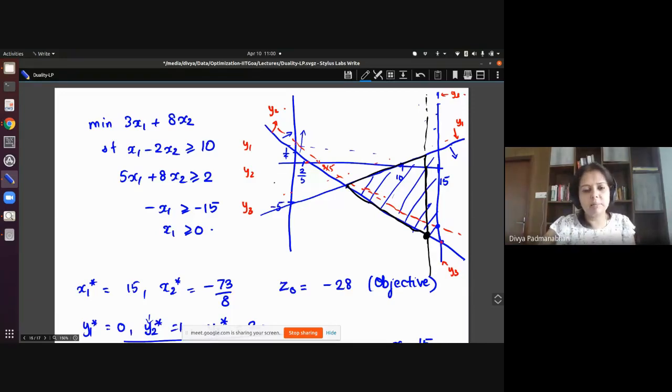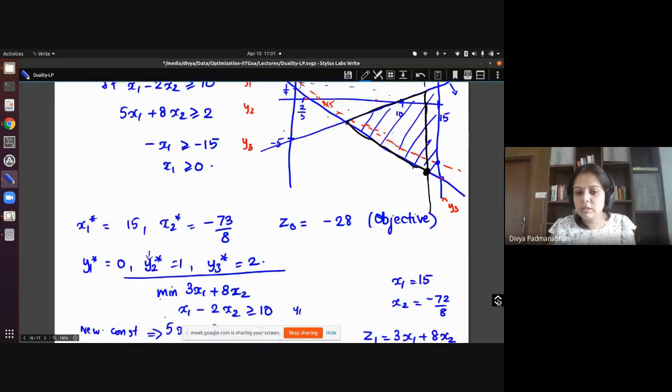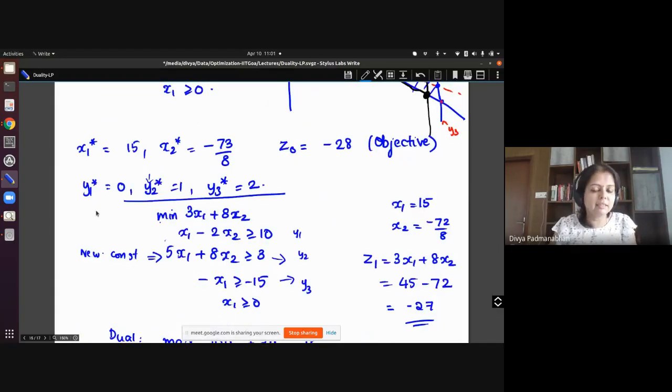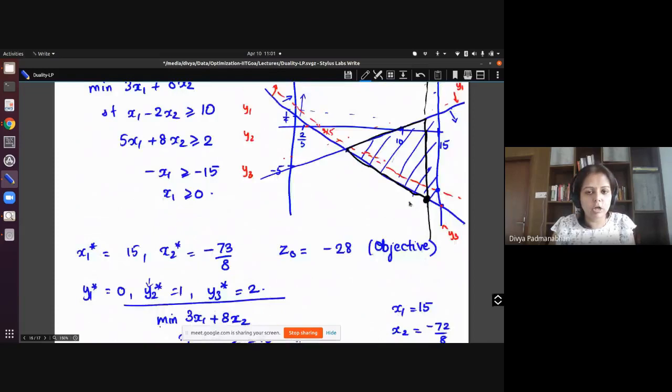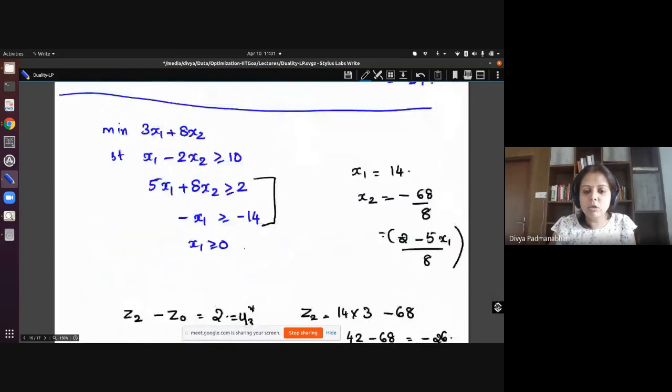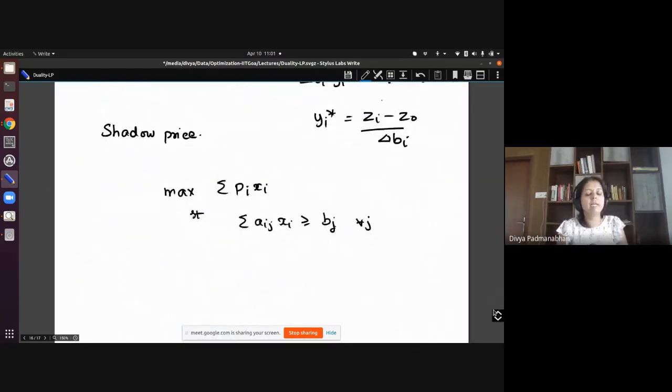If you change it a little bit, it's not going to affect the objective. Here too you got y1 star 0, so that's what it means, that constraint is really not important. Same thing you will get in many problems in practice, that you will be able to identify the most important constraints. Now sometimes it could be that these dual values take a very large value.